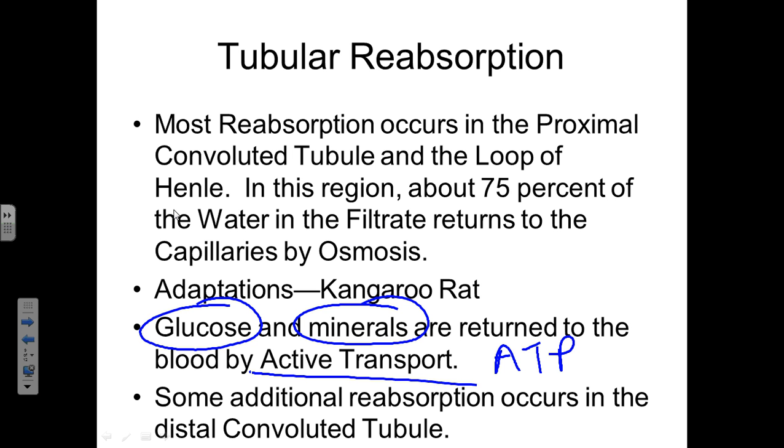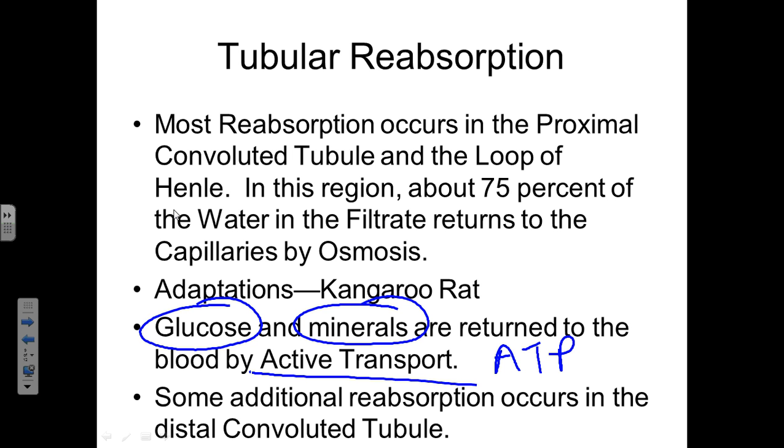Well, if you're urinating out glucose, what does that probably mean? You probably got diabetes. There's also a little bit of reabsorption that happens in the tube further upstream called the distal tubule. But most of the reabsorption, step 2 of urine formation, happens in either that proximal tube or in that loop of Henle.